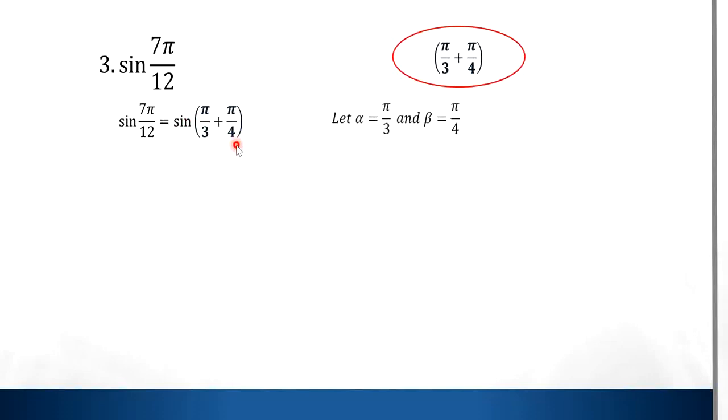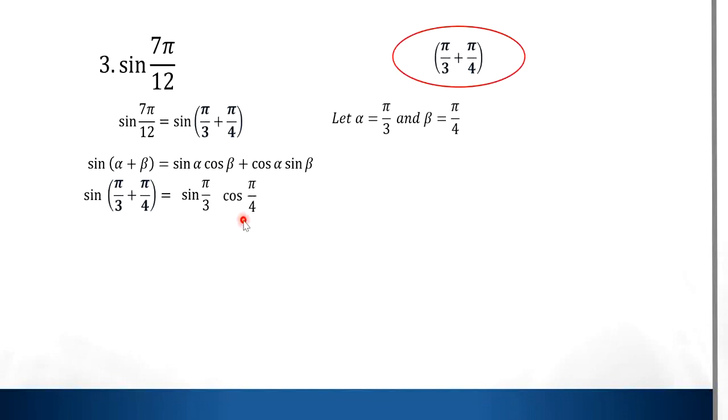So we let now our alpha be equal to pi over 3 while your beta is equal to pi over 4. And this one now is the formula to solve this question. And let's replace the alpha and beta by its value. So we have now sine pi over 3 plus pi over 4. Our sine alpha now becomes sine pi over 3. Our cosine beta becomes cosine pi over 4. We simply copy the plus sign. The cosine alpha is cosine pi over 3. And sine beta now becomes sine pi over 4.